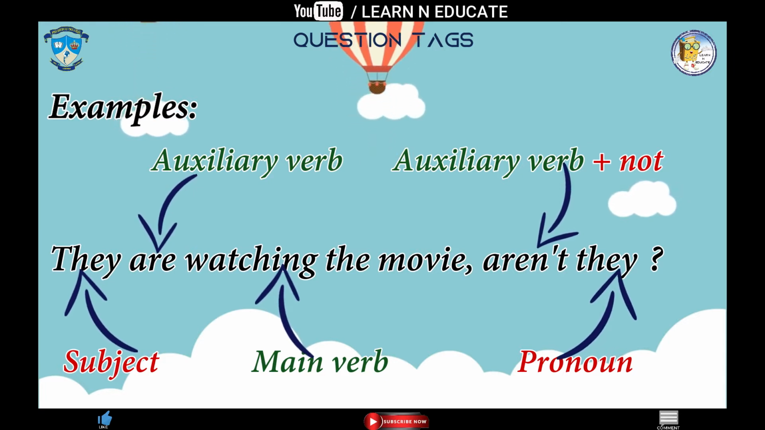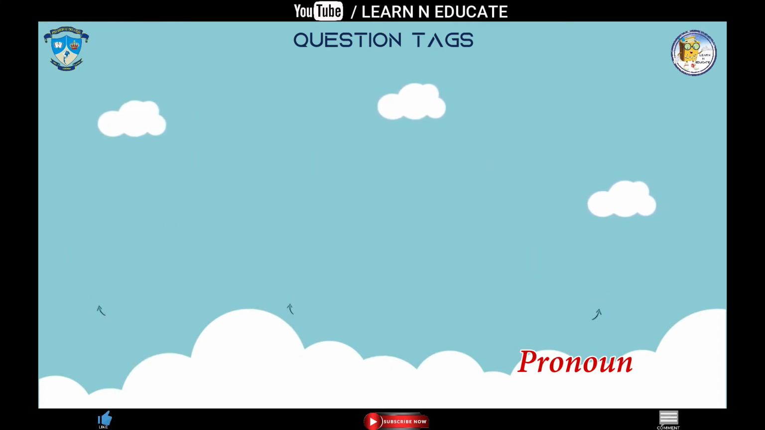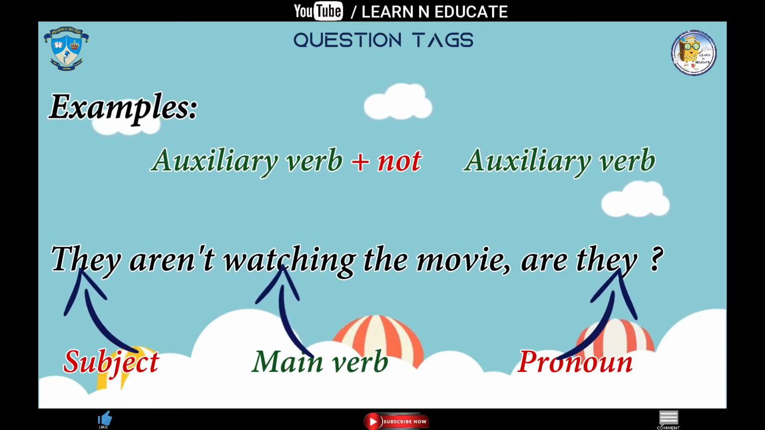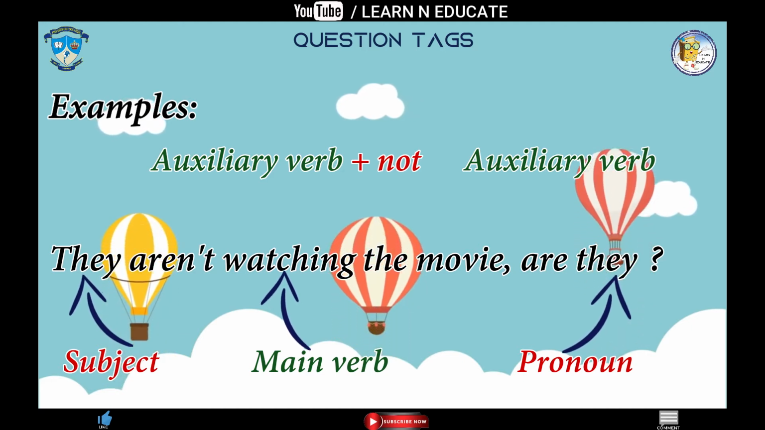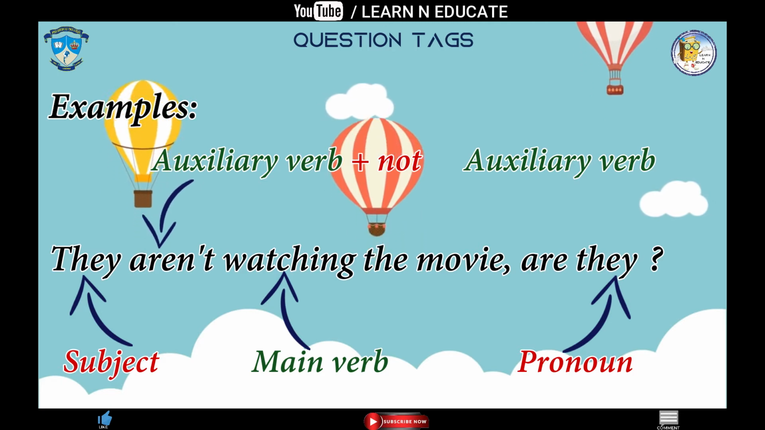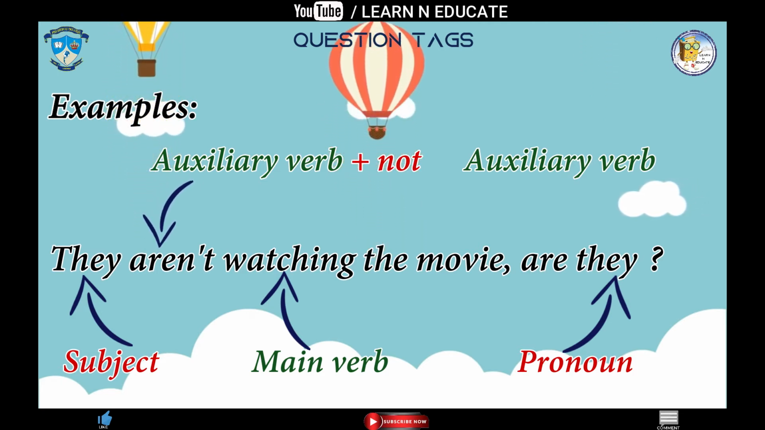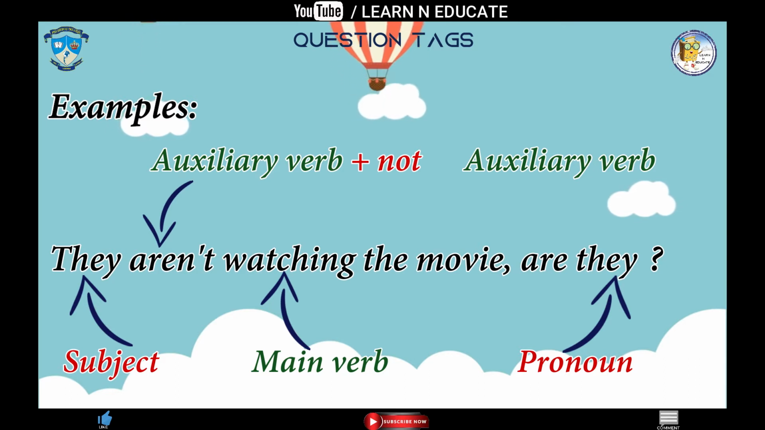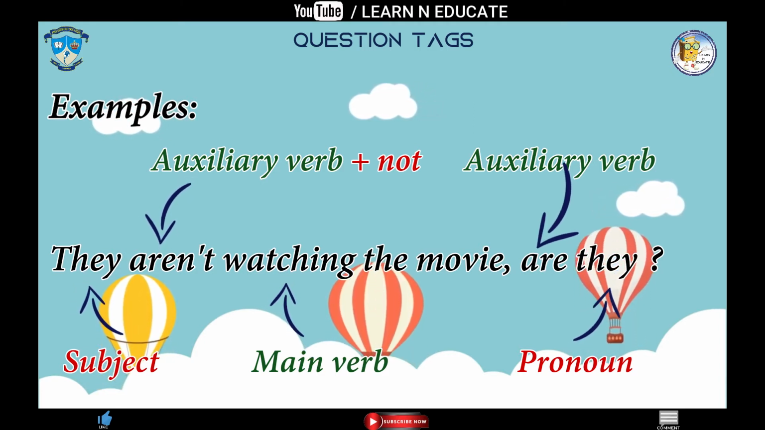Now, if we change the statement, then what will happen to the question tag? Let's see. They aren't watching the movie, are they? Here, again, are not. The contracted form is aren't, which is an auxiliary verb. And in the question tag also you can see that we have used are, which is the same auxiliary verb as given in the main statement. Hope this much is clear to you.